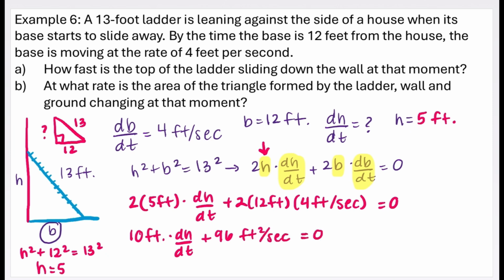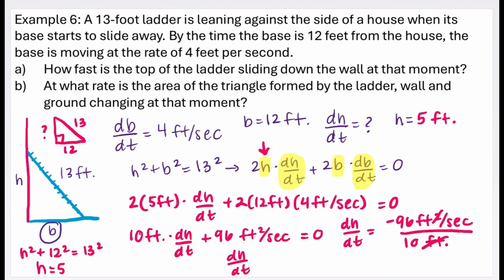equals 0. I'm going to move that 96 to the other side, which will make it negative. And then I'm going to divide by 10 feet. So I'll have dH over dt equals negative 96 feet squared per second being divided by 10 feet, which is going to knock down that to just be feet per second. So dH over dt will be negative 9.6 feet per second.